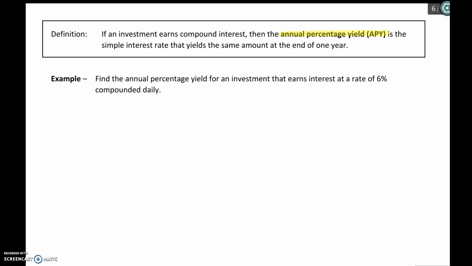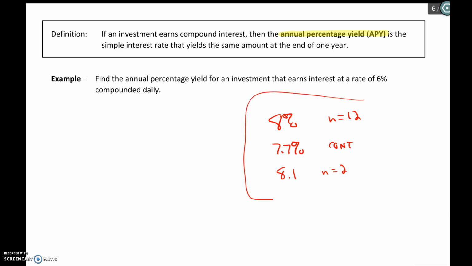If an investment earns compound interest, then the annual percentage yield is the simple interest rate that yields the same amount at the end of 1 year. So basically, if you have an 8% account compounded 12 times per year, and a 7.7% account compounded continuously, and an 8.1% account compounded twice a year, how do these all compare?